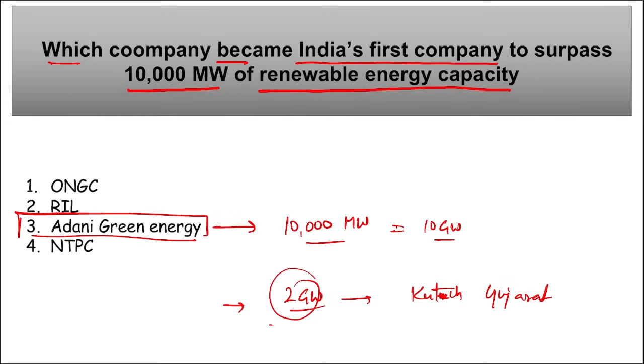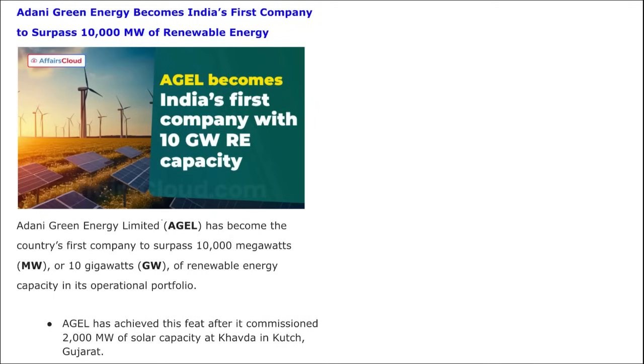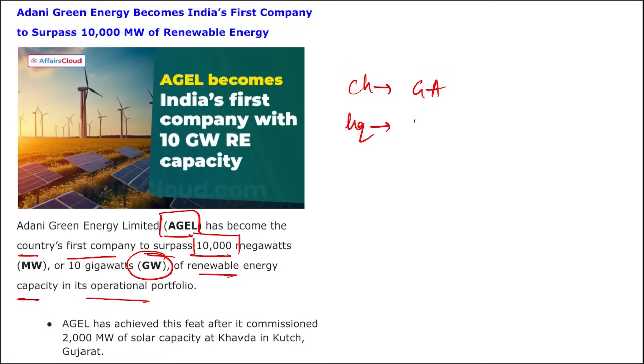So after the commissioning of this 2 gigawatt solar capacity plant in Kutch in Gujarat, this feat was achieved by Adani Green Energy Limited. Here you can see AGEL became the country's first company to surpass 10,000 megawatts or 10 gigawatts of renewable energy capacity in its operational portfolio. Who is the chairman here? Gautam Adani. Where is the headquarters? Ahmedabad, Gujarat.